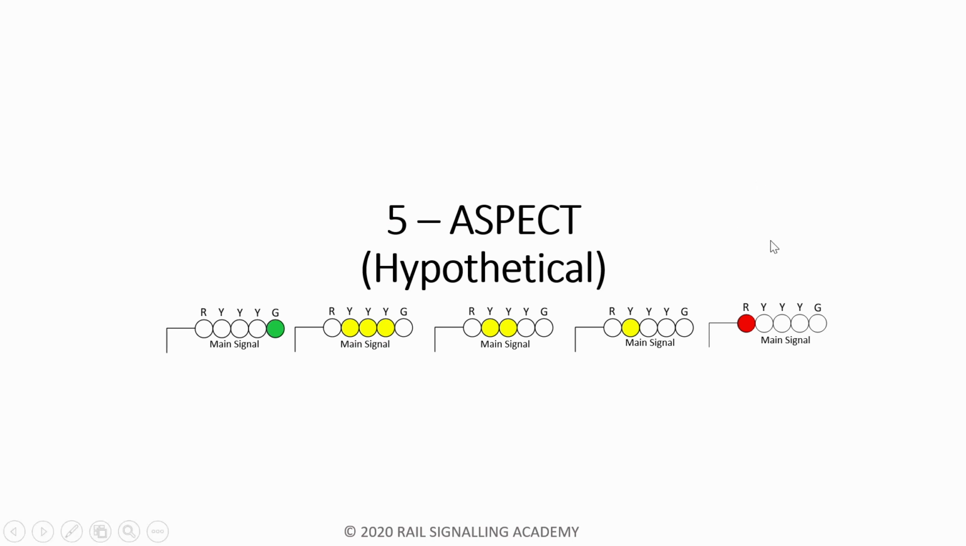Going to five aspect signaling, there is no system that I personally know of that uses this configuration with triple yellow, but the point of having this is to explain the effect of having an extra aspect, that you can keep on increasing the aspects that will reduce the headway, but obviously there are disadvantages which we are going to discuss at the end. I'm going to quickly brush through this one only because it's a hypothetical scenario.